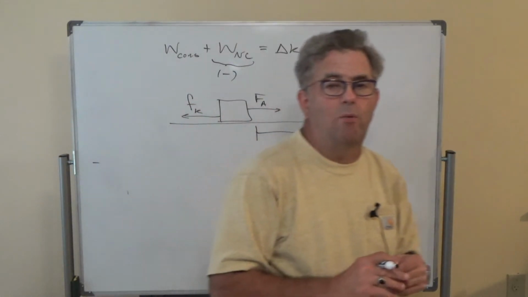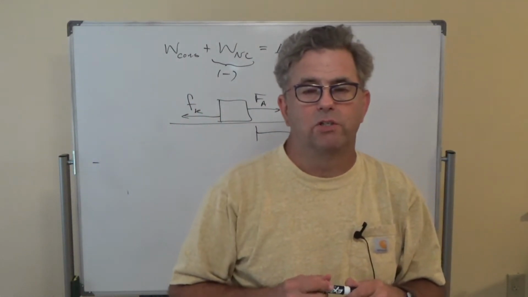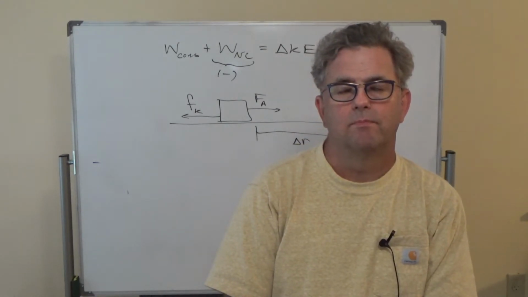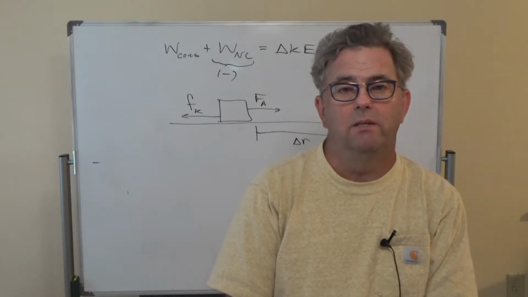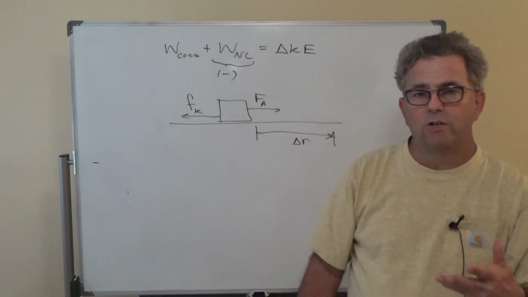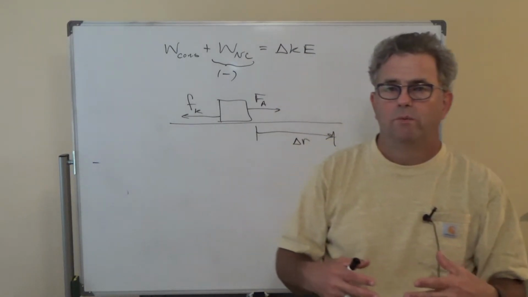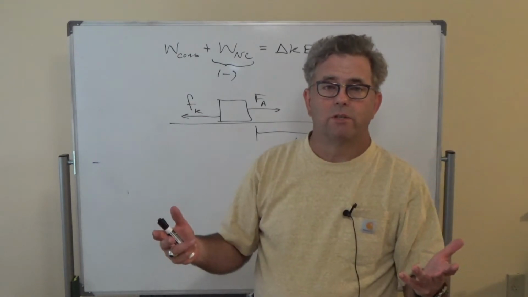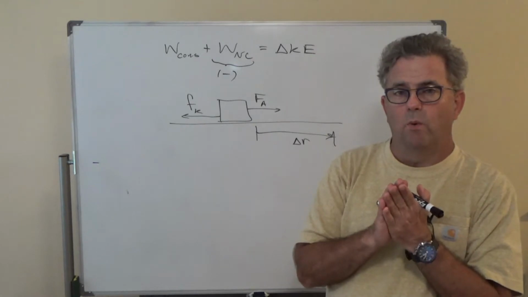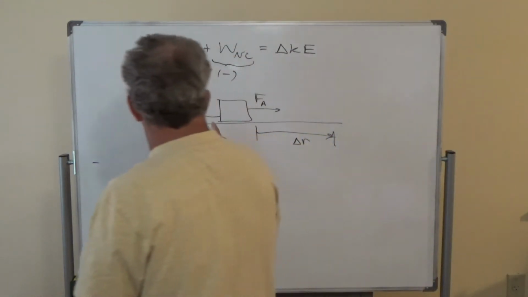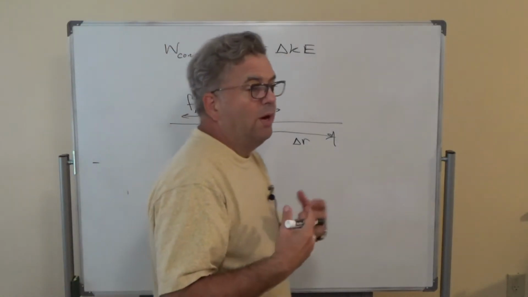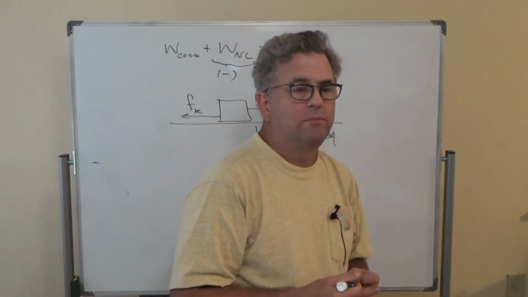What happens to that work that friction did? Well, it goes into heat. It's thermal energy. We think of it as being lost to the system. I mean, you rub your hands together, your hands get warm. So this force of friction created some thermal energy.